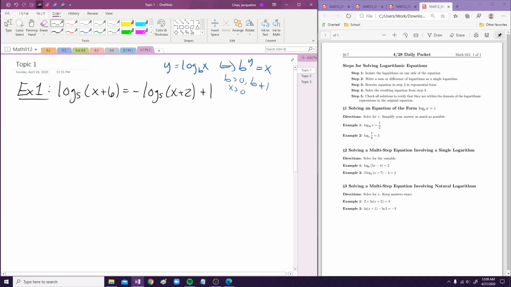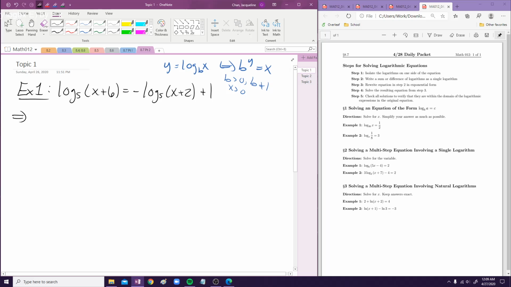When I look at this, we want to solve log base 5 of x plus 6 equals negative log base 5 of x plus 2, plus 1. Our goal is to solve for x. So step one, we're going to isolate the logarithm. Yesterday when we isolated, we just moved around some numbers. Now we're actually going to have to move around some logarithms.